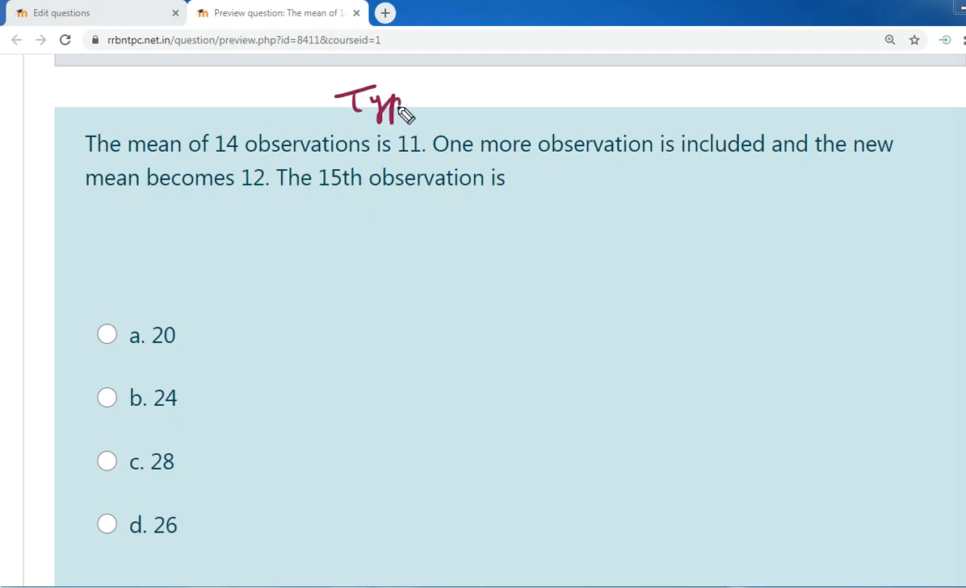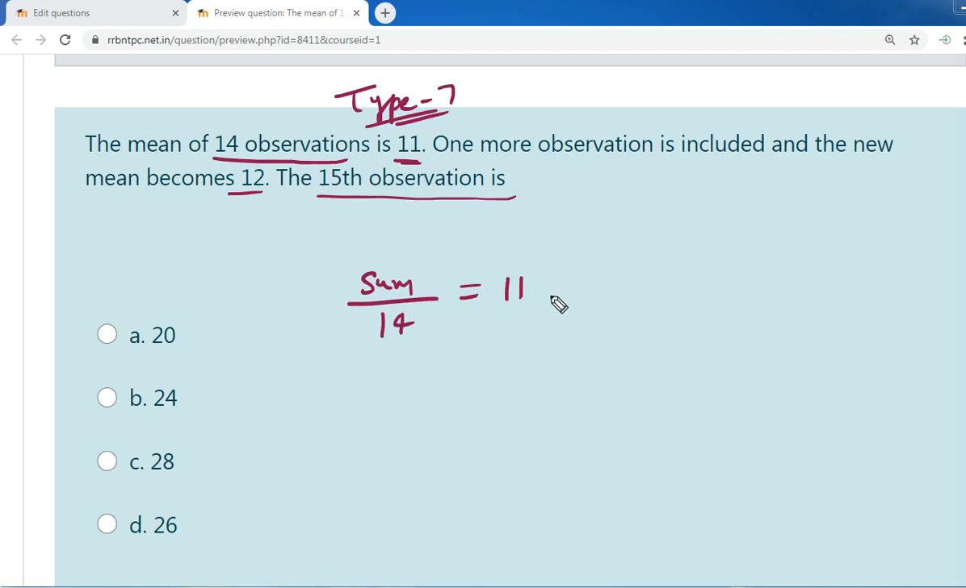Now let us see what type 7 questions are asked. The mean of 14 observations is 11. One more observation is included, and the new mean becomes 12. What is the 15th observation? So how many observations are there initially? 14 observations are there. So the mean of 14 observations is 11. What does it mean? Sum by the number of observations, 14. Sum by 14 is equal to 11.